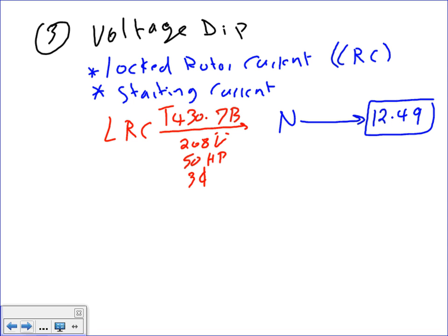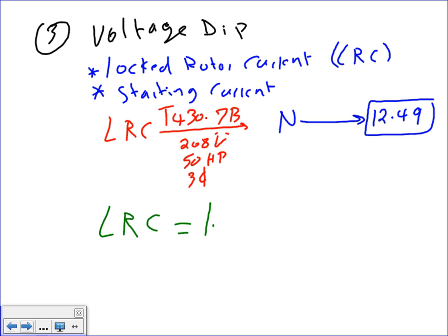Where did I get N from? The nameplate. Why do you go to the highest one? The worst scenario, every time, unless you know otherwise. It's kind of a cover-yourself type of design.